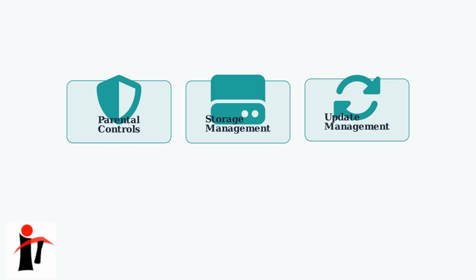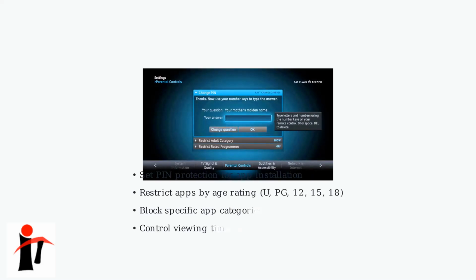There are 3 key areas to focus on: parental controls, storage management, and update management. Parental controls allow you to restrict app installation and usage based on age ratings. You can set up PIN protection and control which apps children can access on your YouView Box.